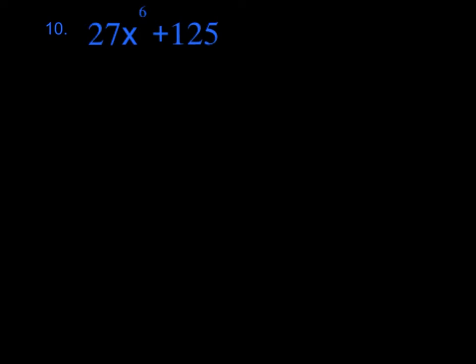So if we look, there is no GCF for 27 and 125. However, I look at this and I say, well, I can take the cube root of 27, and I know the cube root of 27 is 3. And the cube root of x to the 6th is x squared. Remember, all we're doing is dividing the exponent by 3. And the cube root of 125 is 5. So that is going to be your rule for, in this case, the sum of cubes.